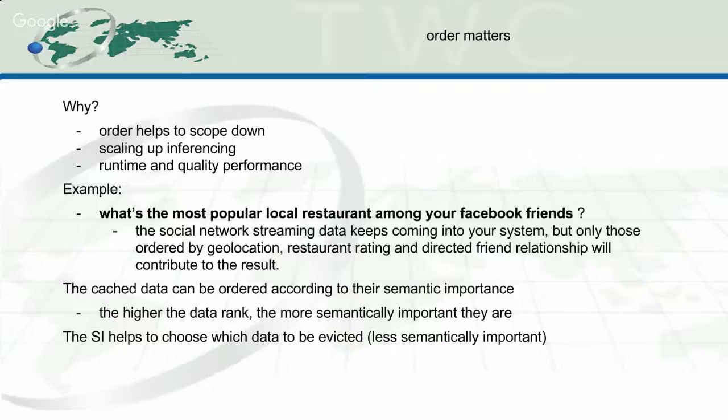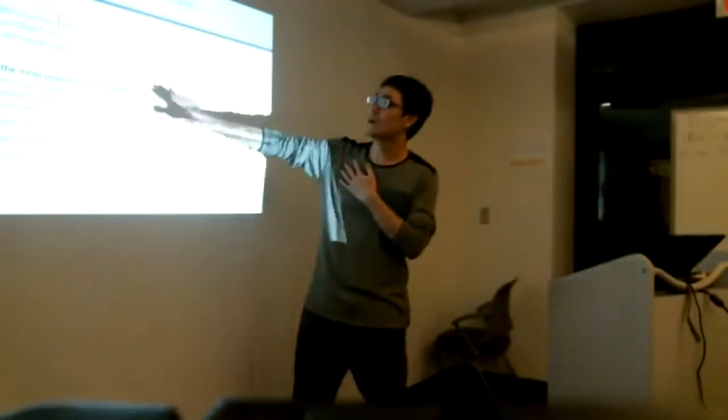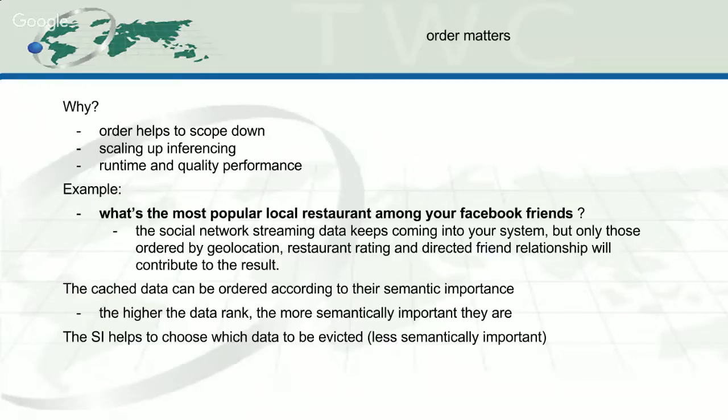The order matters. Why does the order matter? Because order helps to scope things down, right? Once things are scoped down, the inferencing will scale up, and the runtime and performance will also be raised.